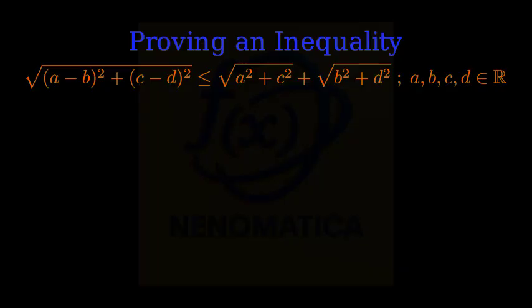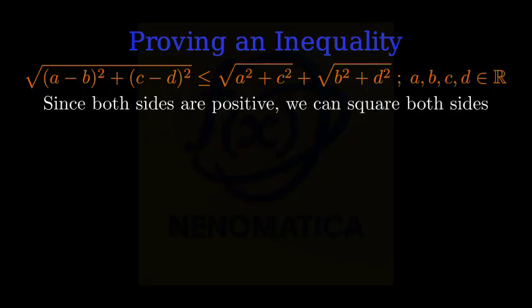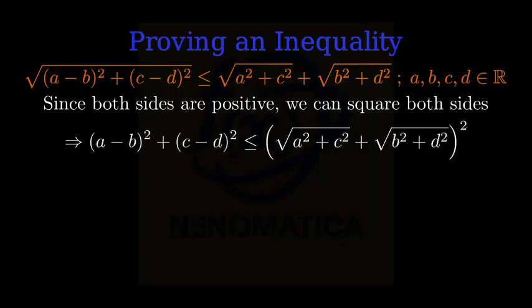First, let's understand our approach to solve this problem. Since both sides of the inequality are positive, we can square both sides. This is a valid operation because squaring preserves the inequality when both sides are non-negative. Let's square both sides of the inequality. We get that (a minus b) squared plus (c minus d) squared is less than or equal to the square of the sum of the two square roots on the right-hand side.